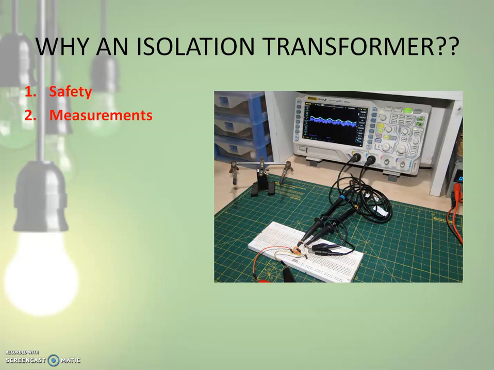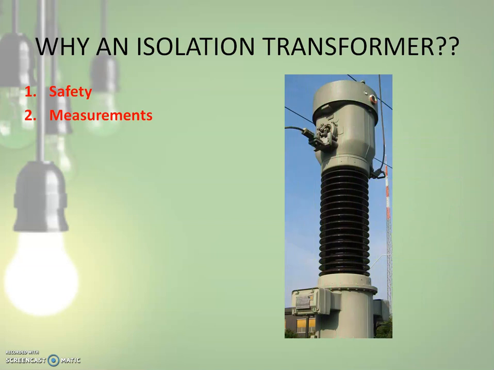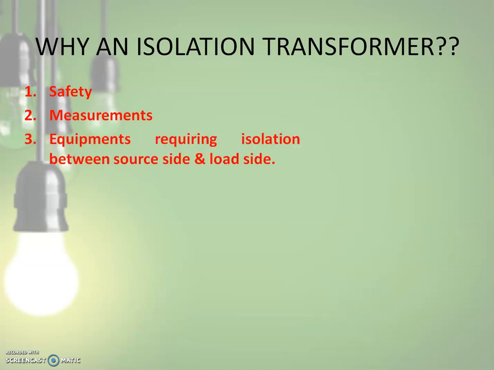And the isolation transformers are used as instrument transformers, that is CTs or PTs, when high voltages are to be measured. The high voltage is dangerous for the person who tries to measure the high voltage, but it can also harm the measurement circuit. In this case, the step down isolation transformer is used to reduce high voltage to safe levels and for measurement range, and in this case the turns ratio will not be 1. And also equipments requiring isolation between source side and load side, which is compulsory in the case of some devices.